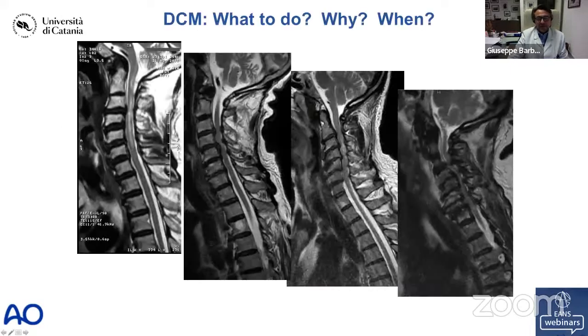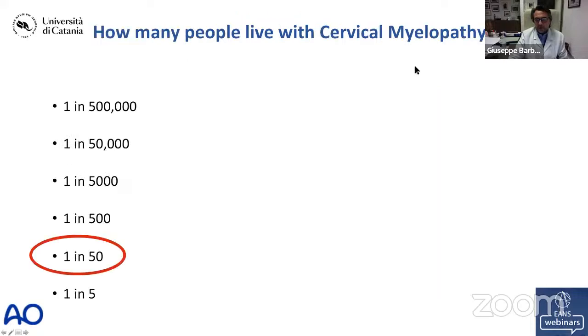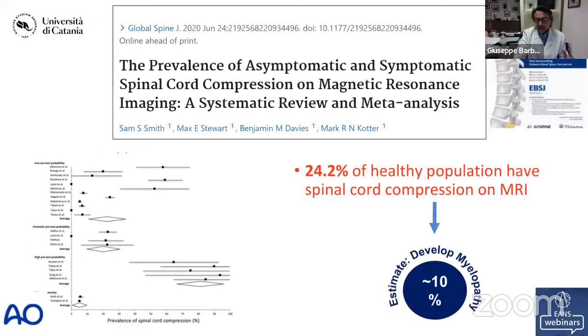First of all, when we talk about degenerative cervical myelopathy, we all know that we are facing completely different or somehow different conditions, as we can see in these pictures here. So the point is, what can we do for these patients, and why should we do something rather than something else, and when should we intervene? Now, we know that at least 1 in 50 people may live with cervical myelopathy.